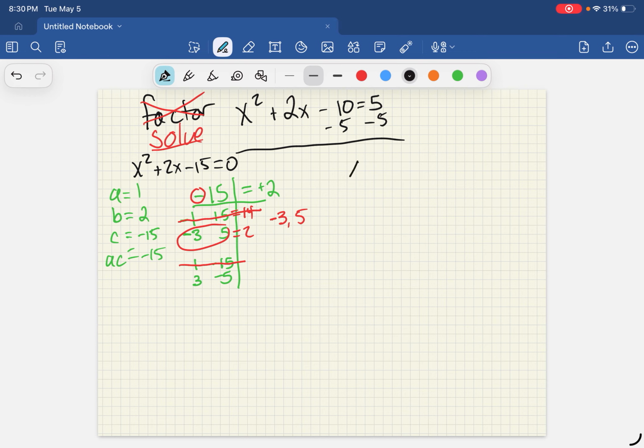And as I rewrite my original problem, the other thing that I'm going to do is include whatever letter was with my B term. Right now it's an X. That's why negative 3 and 5 became negative 3x and 5x. From here, I'm going to find my GCF.